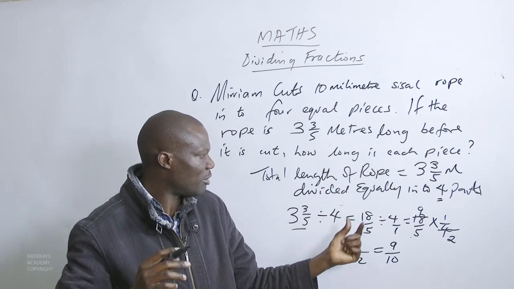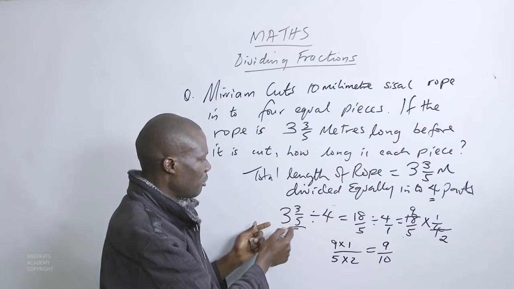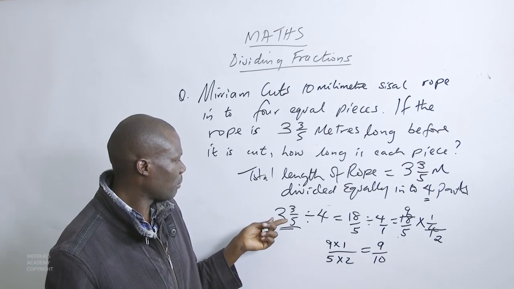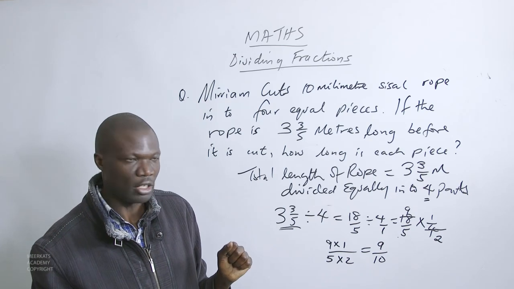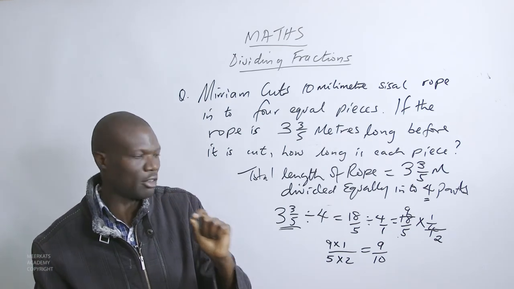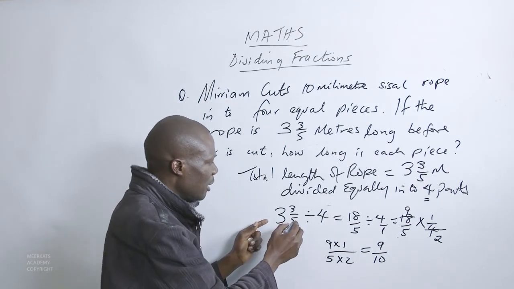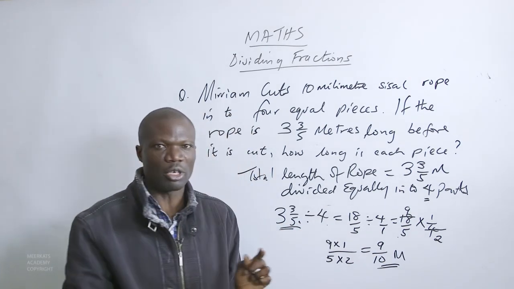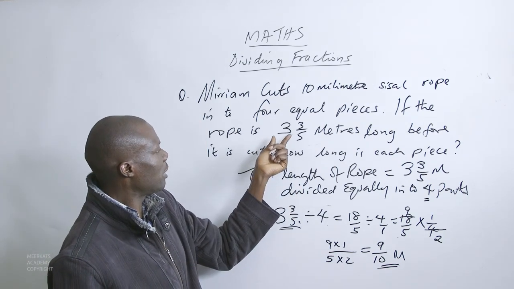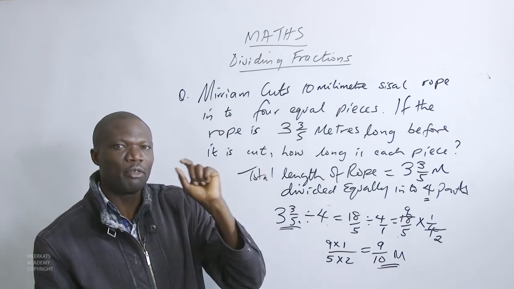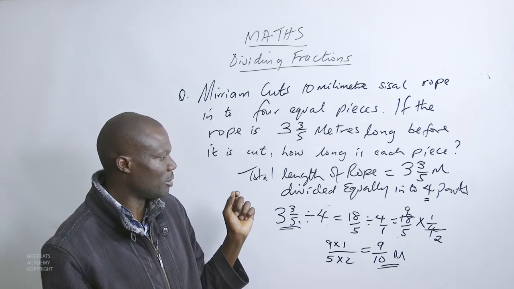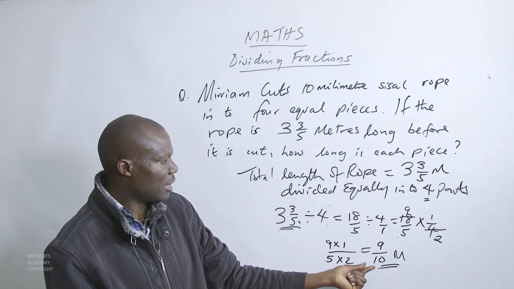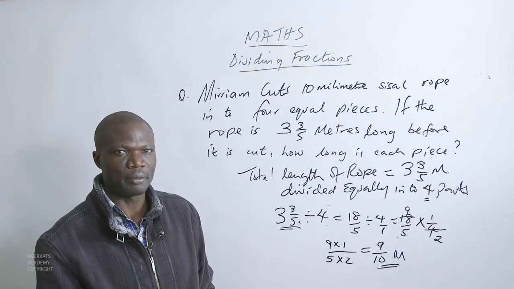We are looking at 9 over 10 of the total length of the rope, which is 3 and 3 over 5 meters. So our answer should be in meters and not just left as a fraction. So when you take these meters and divide by this number, you should be able to get this fraction of a meter. So we are saying that if you take a 3 and 3 over 5 meters long rope and divide it into 4 equal pieces, you'll get each piece represented by 9 over 10 of a meter.